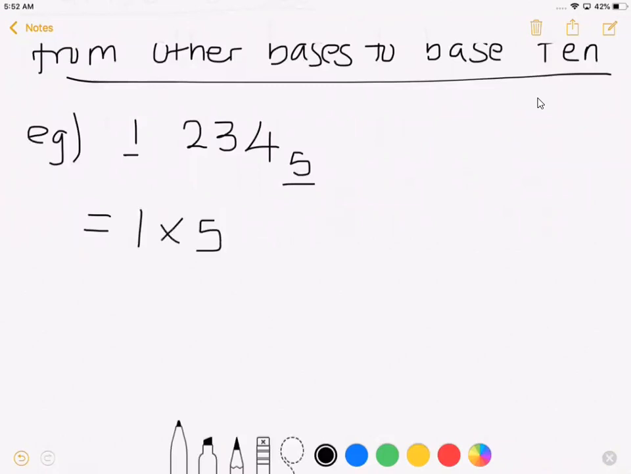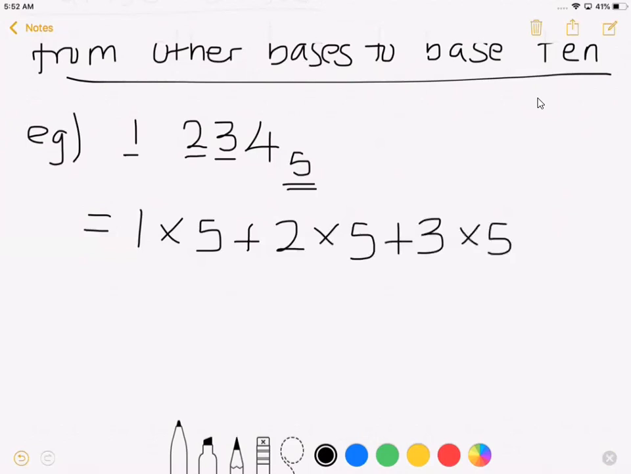Then you take the second number, again you multiply it by 5. Then you plus the next number and multiply by 5, so it's plus 2 multiplied by 5. You have to be careful where to put a plus and where to put a times. Whenever I'm going to the next number, I plus. When I am multiplying, I multiply by the base. So this is plus 3 multiplied by 5.